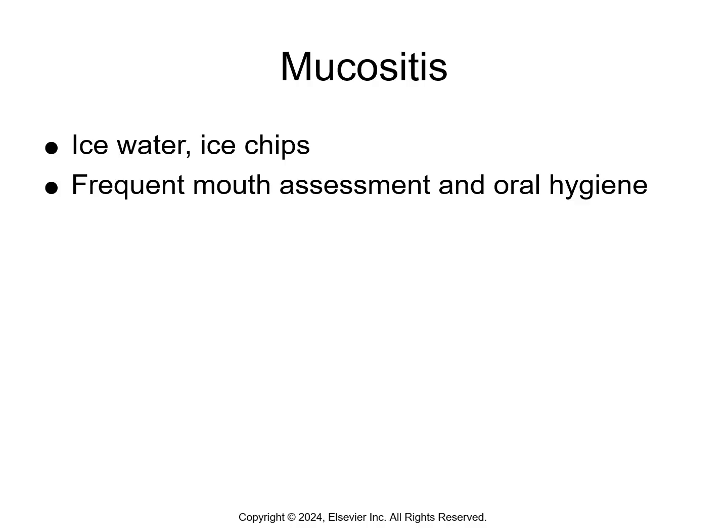Mucositis, that's those painful mouth sores. Some treatment for that would be ice chips, frequent mouth care, assess their oral cavity, avoid any kind of alcohol-based mouthwash, and use a soft toothbrush. Mucositis happens because chemo kills the cells that normally regenerate quickly in the mouth.